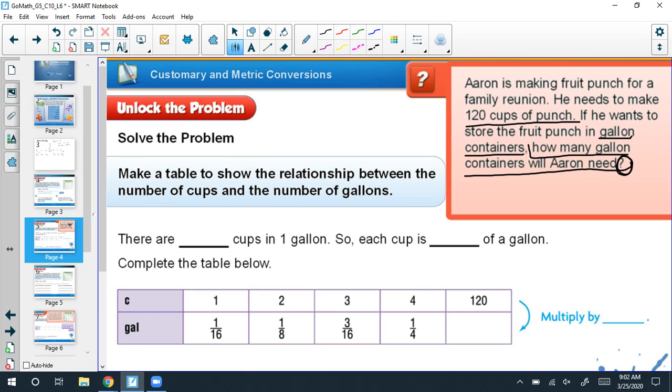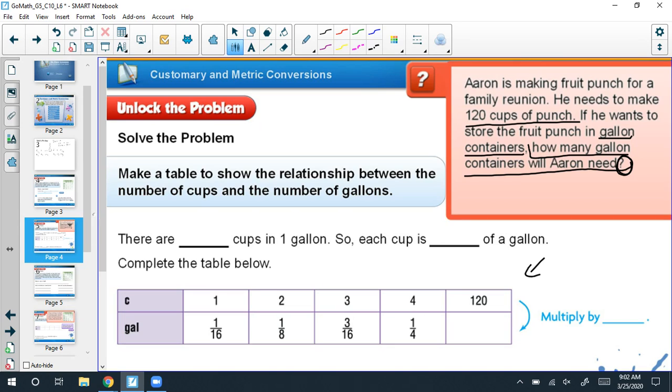Then the final thing is, what am I going to do with this information? How am I going to use it? Sometimes I'm going to make a chart. For example, in this lesson, they like us to make charts. Sometimes I might draw a picture. Sometimes it's as simple as figuring out, do I need to multiply, add, subtract, or divide?